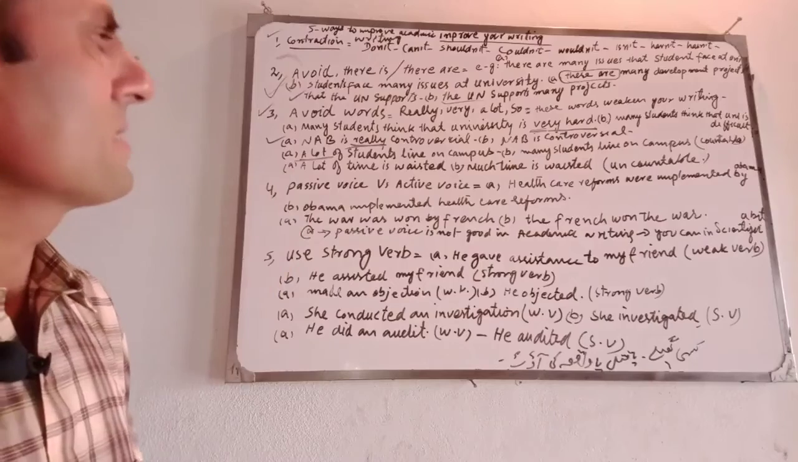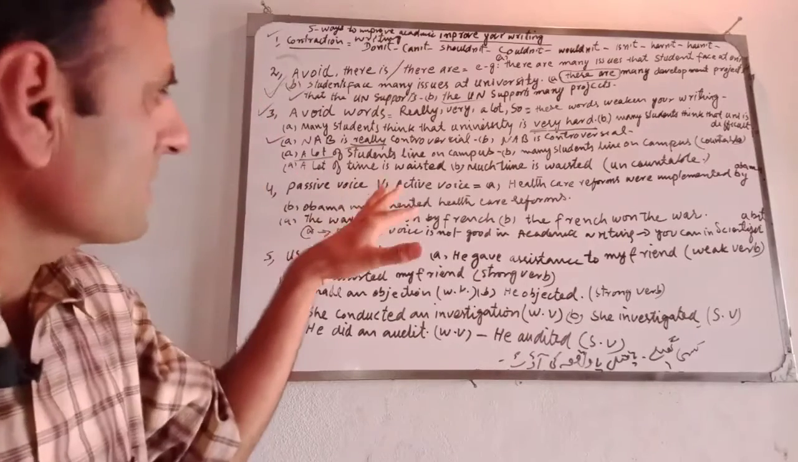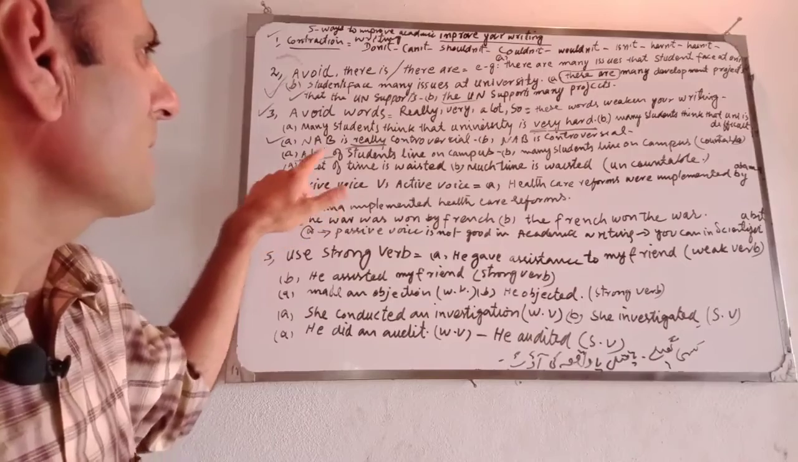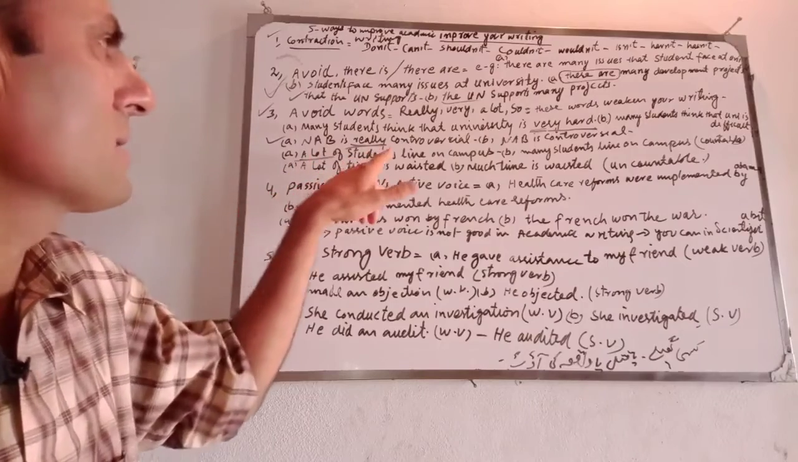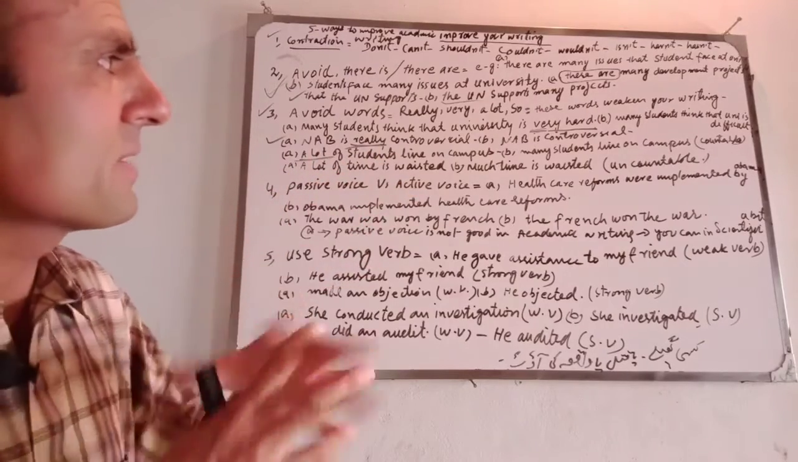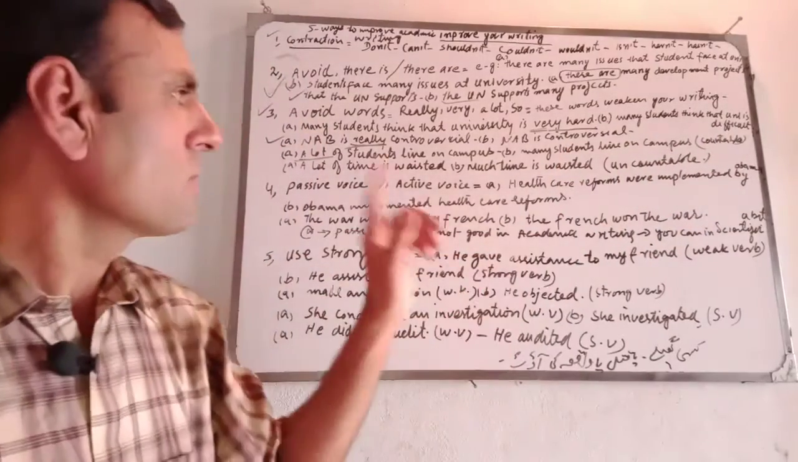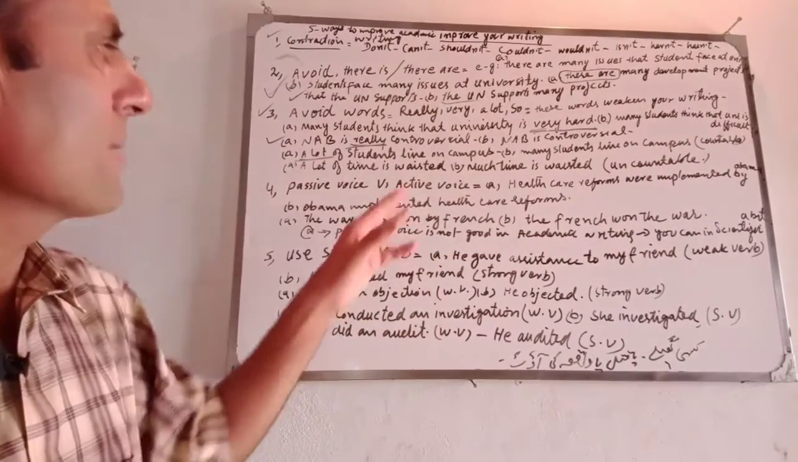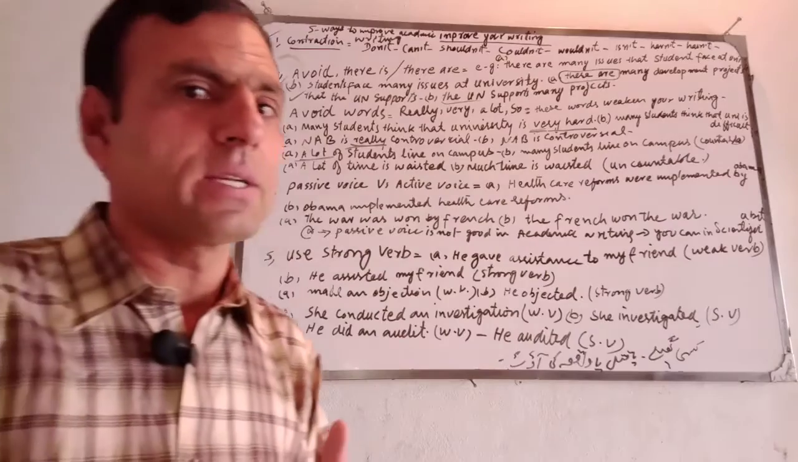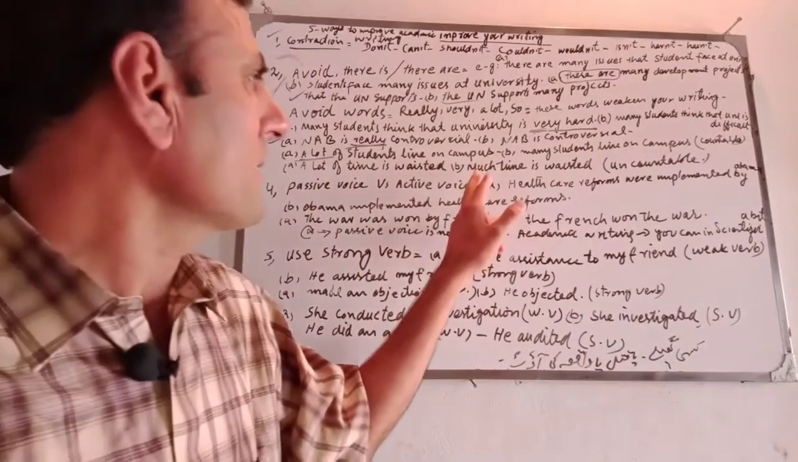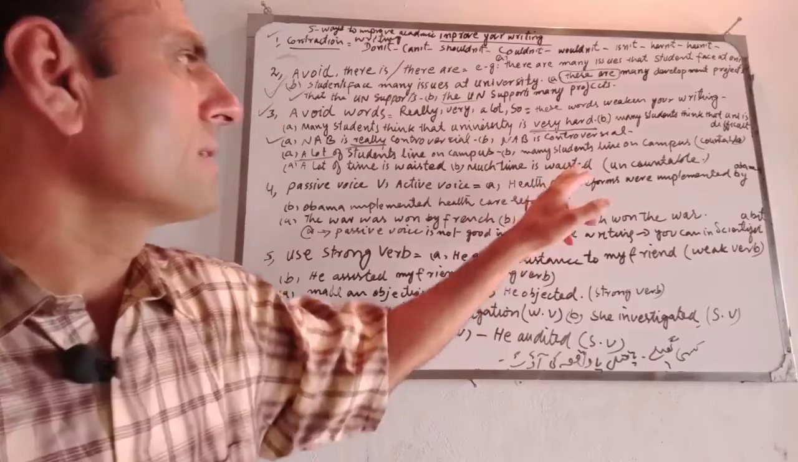Now, a lot of time is wasted. Why are we putting a lot of again? Because we are making a difference between countable and uncountable nouns. Time is a noun, but it's not a countable noun. That's why we remove a lot of and say much time is wasted.